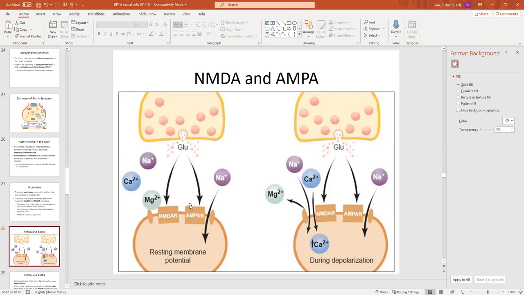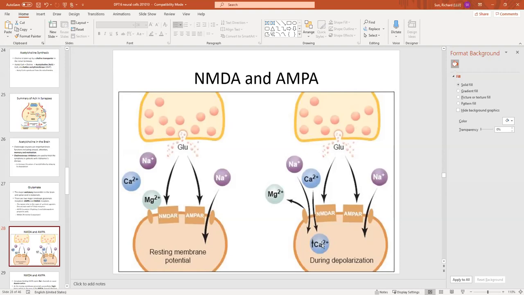So that's what happened. Glutamate release binds on both. And it doesn't cause any effects here because magnesium blocks it. However, AMPA will open, sodium coming in. So that's the first step. When sodium comes in, it will cause the membrane potential to become a little bit positive that expels the magnesium. Then magnesium is removed, this opens, calcium can come in.